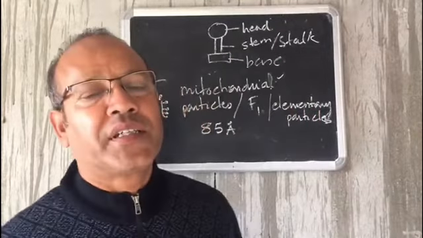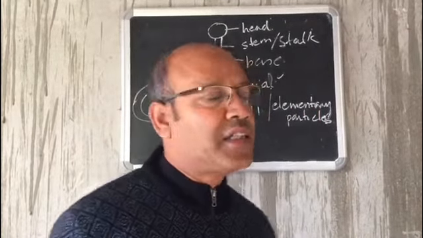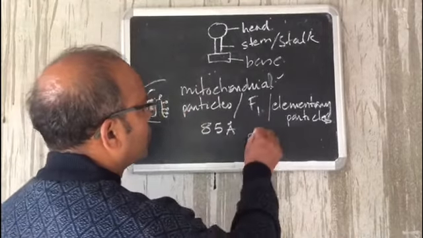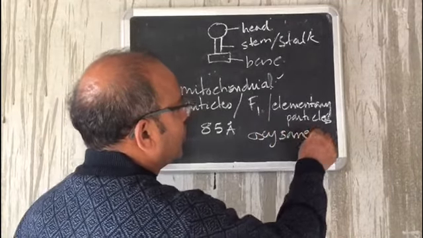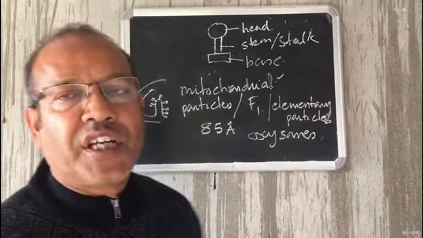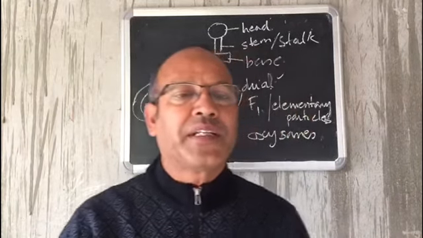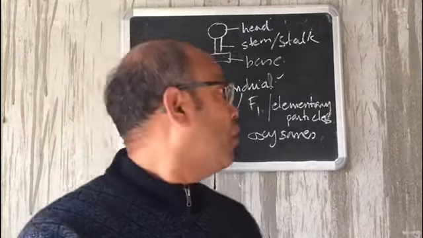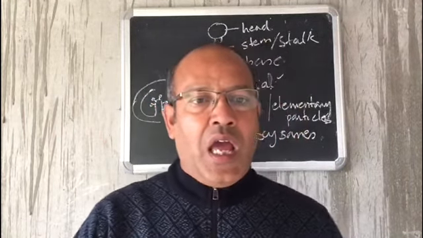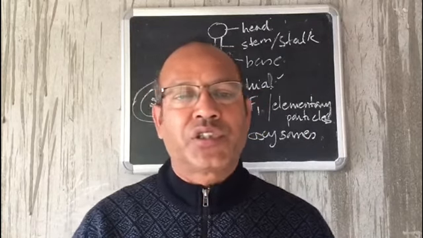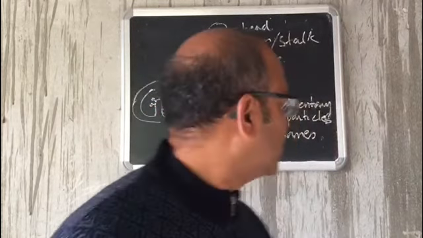These elementary particles are also known as oxysomes. They are either called mitochondrial particles, F1 particles, elementary particles, or oxysomes. Elementary particles consist of two units.